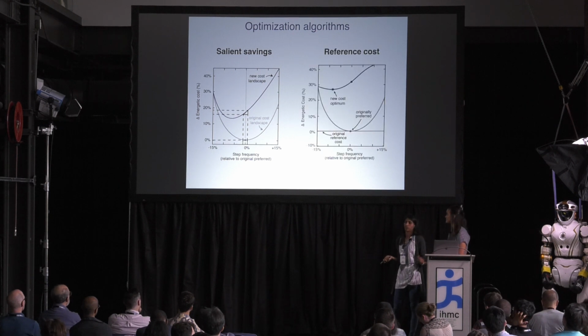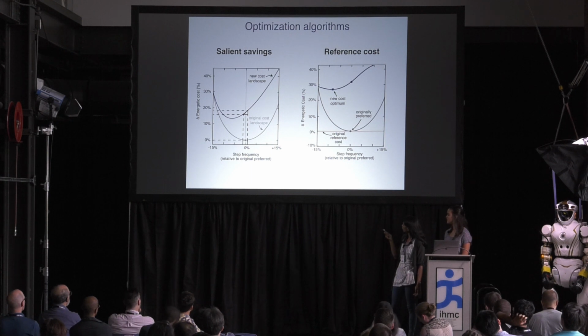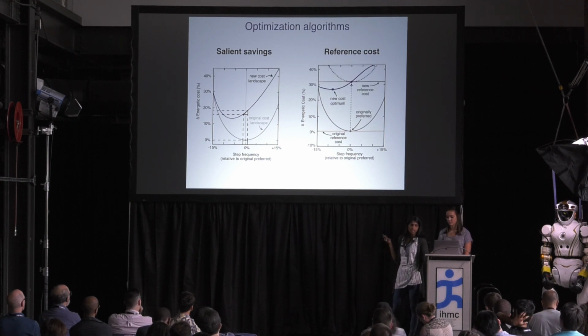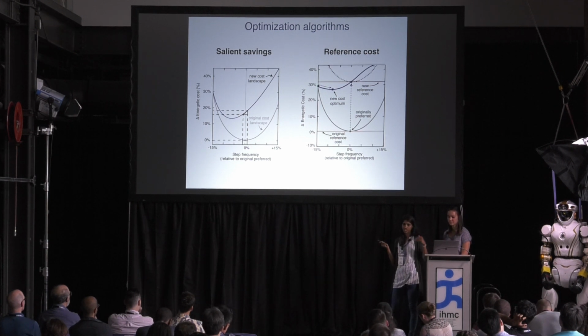And our second hypothesis is that the nervous system also has a reference cost that is equal to the cost at its originally preferred step frequency. And we think that the nervous system always first updates this reference cost, and only when it detects a cost that is lower than this reference cost does it initiate optimization and slowly converge on the new optimum.